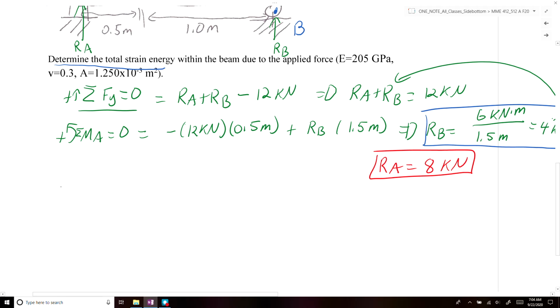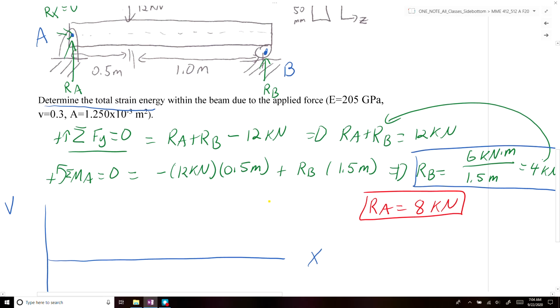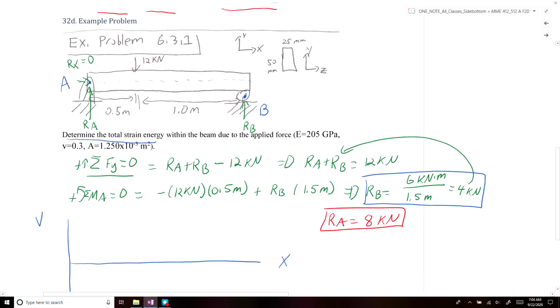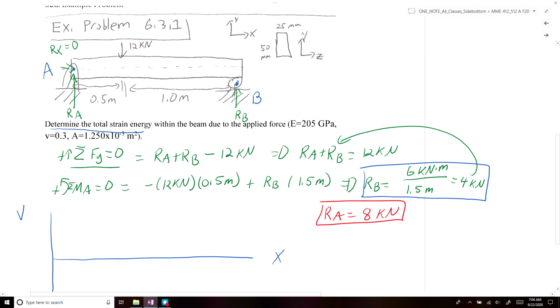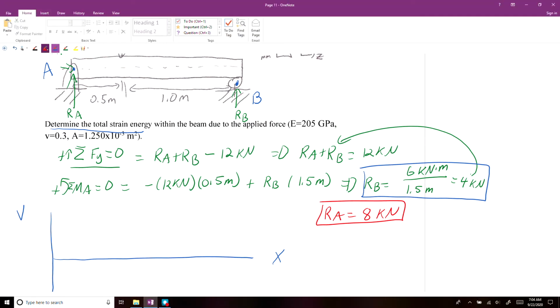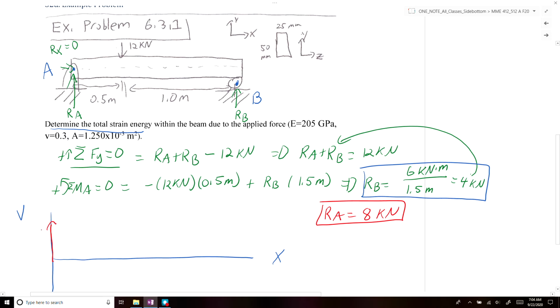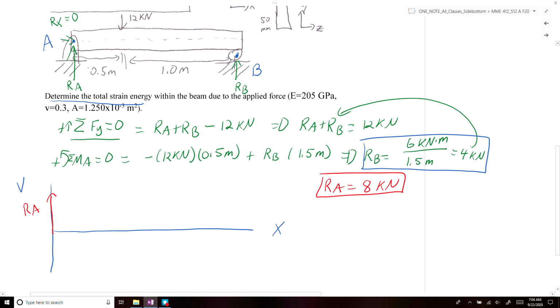Hopefully you remember this from your strength of materials course. So we have our shear force as a function of x here. As we go across the beam, at A we will have our initial force RA, which is equal to 8 kilonewtons. Then we go for 0.5 meters. There's no transverse loads applied to the system, so we're still at 8 kilonewtons.